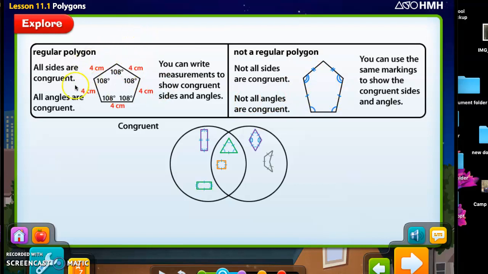If it has all sides the same, it's called a regular polygon. So this would be a regular pentagon. All sides have to be the same and all angles have to be the same. Congruent means equal for it to be a regular polygon. Otherwise, it's a polygon, but it's not a regular polygon.